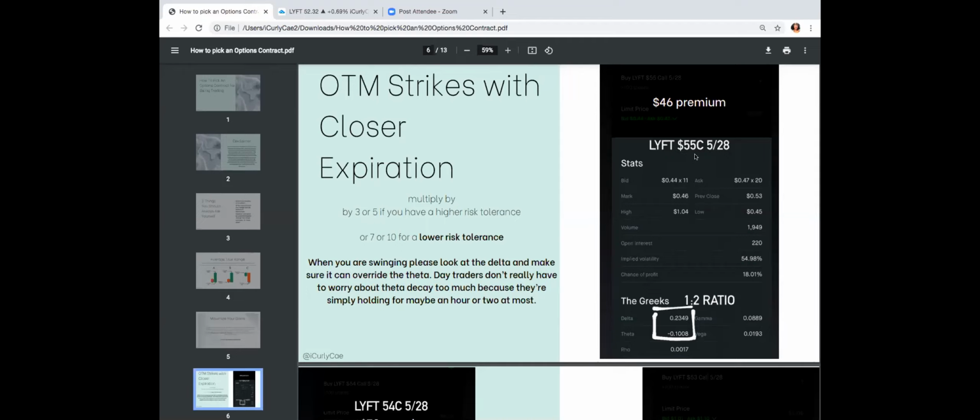So the $55 call for 5/28, it's a $46 premium. All right, so keep that in mind. It's a $46 premium. So with that $46 premium, I'm playing with $500. I could probably buy 10 of these contracts, right? And if my math is off, I'm sorry, you guys, but I'm just doing it off the top of my head right now.